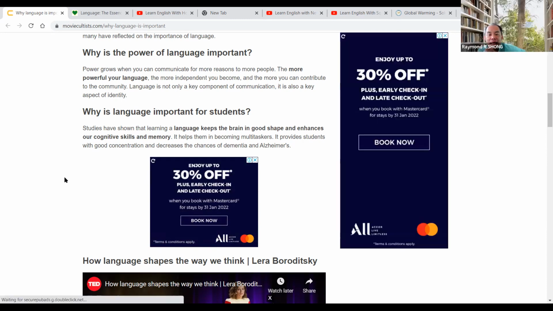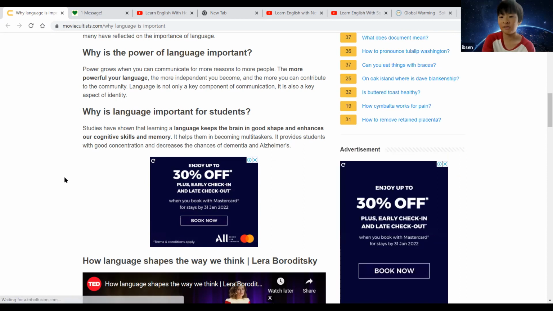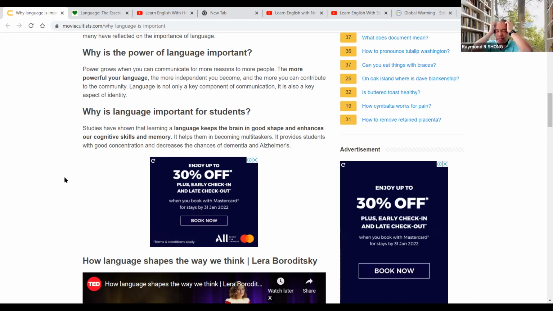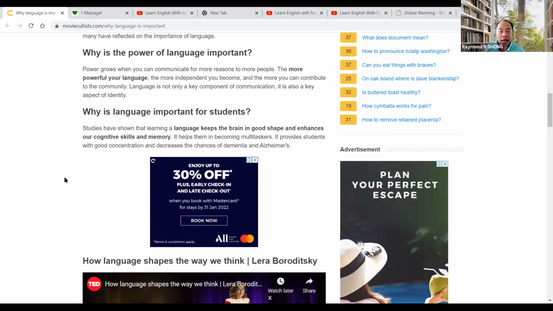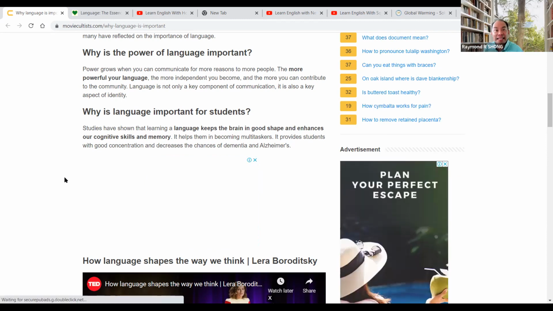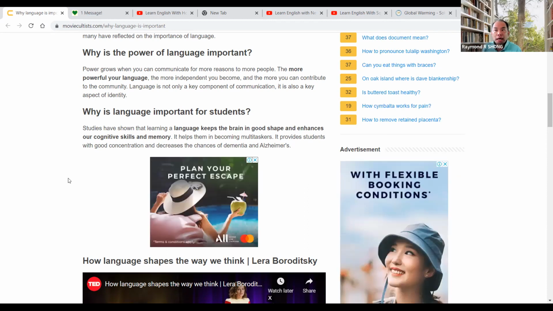and Alzheimer. Dementia and Alzheimer is that your brain starts to deteriorate, your brain cells die off, your brain cells get worse, start to lose memory, and cannot think well. So by learning a language, you keep your brain more active, more workable, and able to think better.